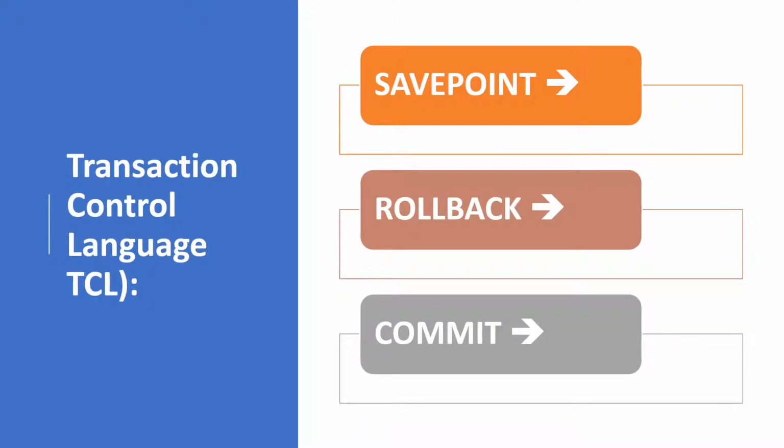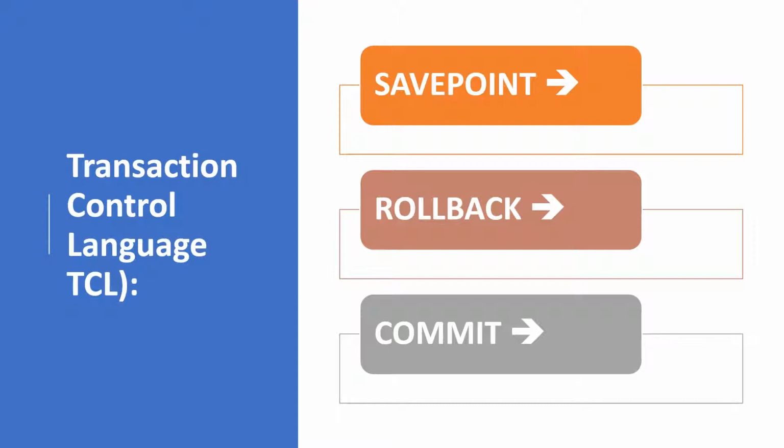Transaction Control Language, or TCL, are SQL commands used to handle changes which affect the data in databases. Basically, we use these commands with a transaction or to make a stable point during changes in the database at which we can roll back the database state if required. In this category, we have savepoint, rollback, and commit commands.